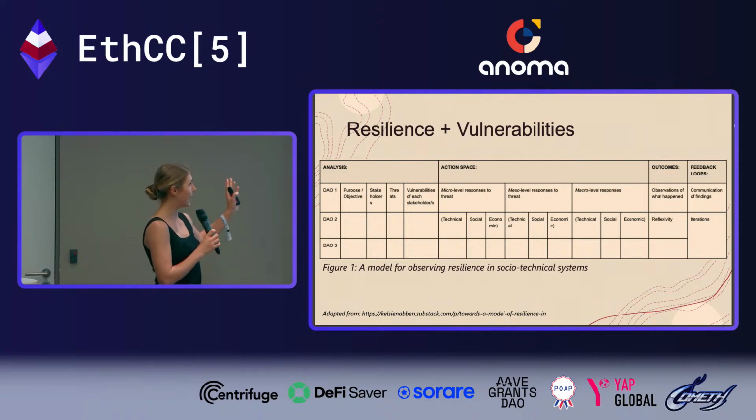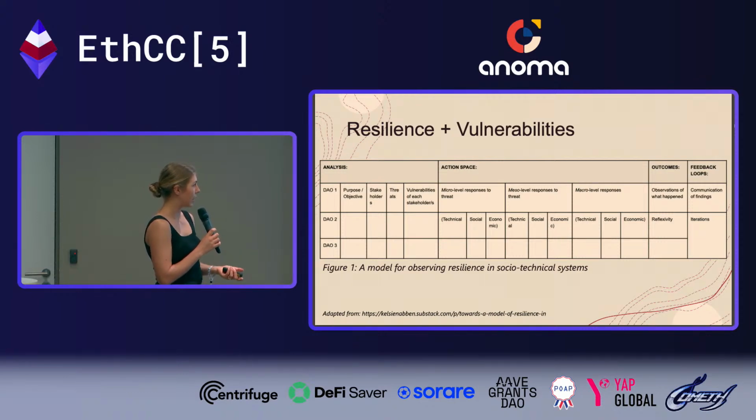We then move from the analysis to the action space. So at multiple scales of a decentralized organization, how do you start to think about the responses to the threats that have been identified, or the vulnerabilities? And that can be looked at from two perspectives. If you're thinking about assessing vulnerabilities in your own DAO or a DAO that you participate in, you might want to think about ways to address those.